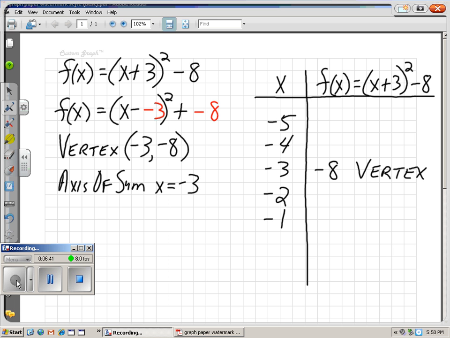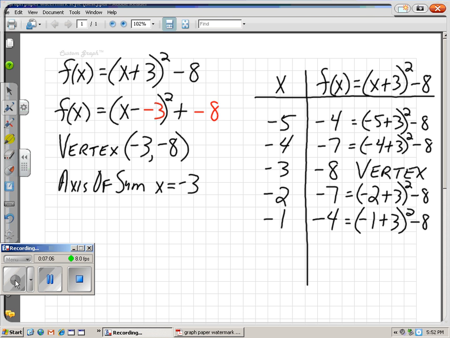And when you graph it, you want to make a table, and of course you want to include the vertex, the turning point. It's going to be a low point, remember, because it opens upward. And you also want to include a couple points to the left. Negative 4 and negative 5 are to the left of negative 3 on the number line, and a couple points to the right. So I picked those numbers there, negative 4 and negative 5 to the left, negative 2, negative 1 to the right. And let's fill in our table.